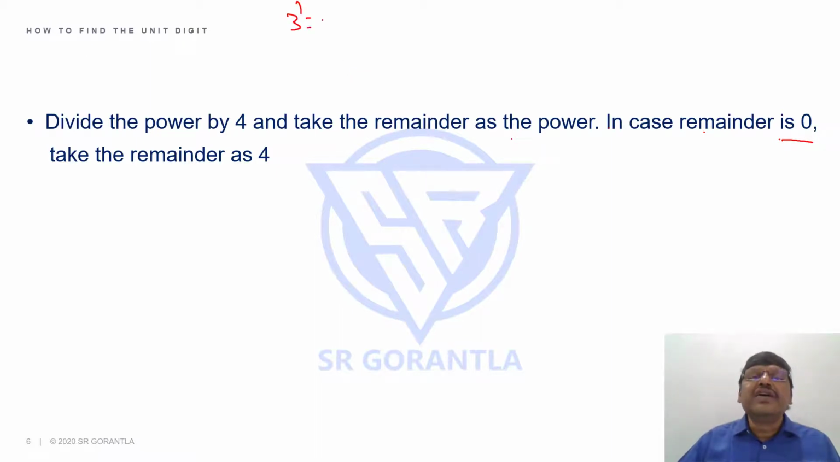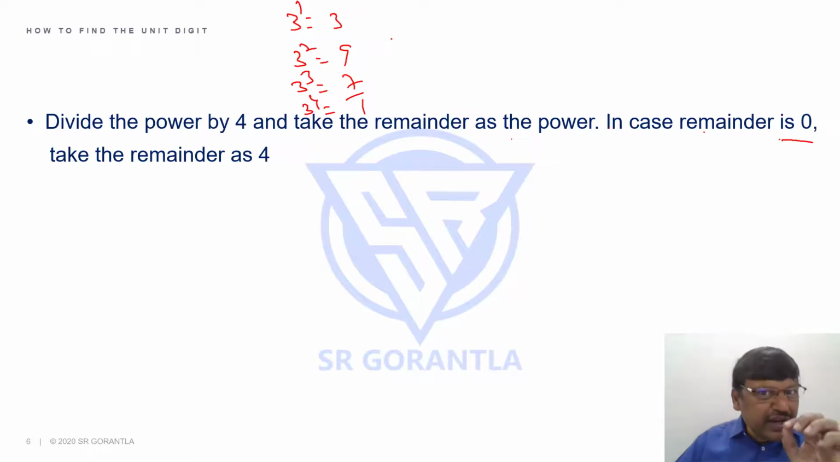If you look at 3, 3 power 1 is 3, 3 square is 9, 3 cube is 27, unit place 7, 3 power 4 is 81, unit place is 1. I'm only writing unit places. 3 power 5 is 243, again 3. Is it repeated or not?